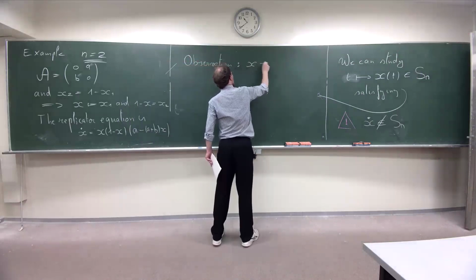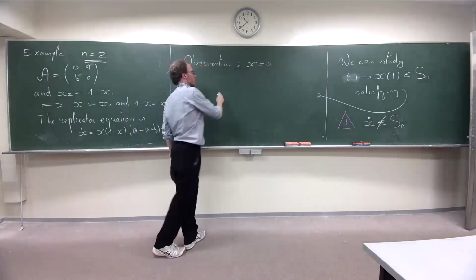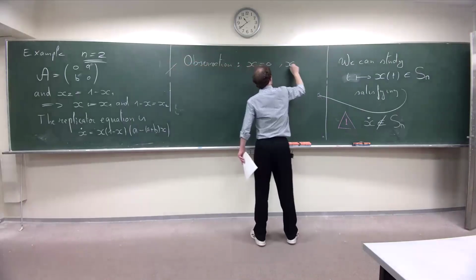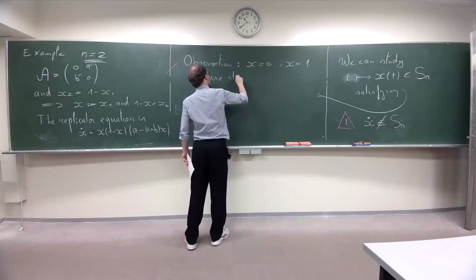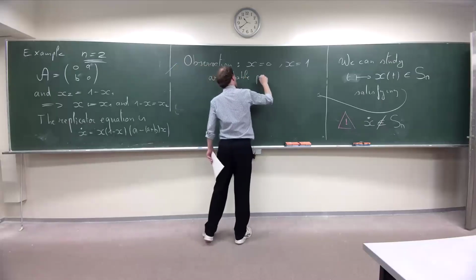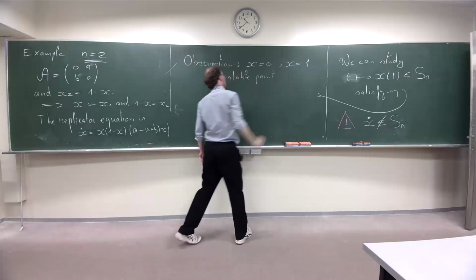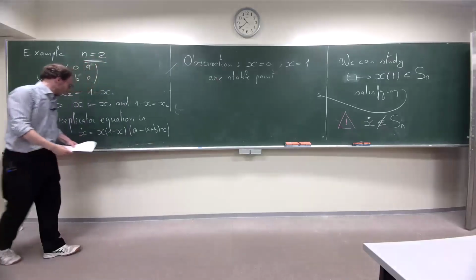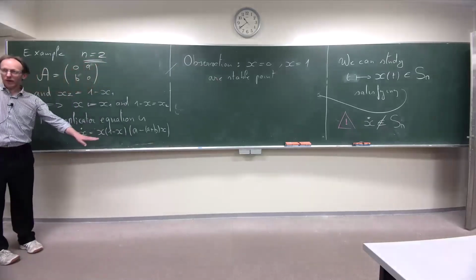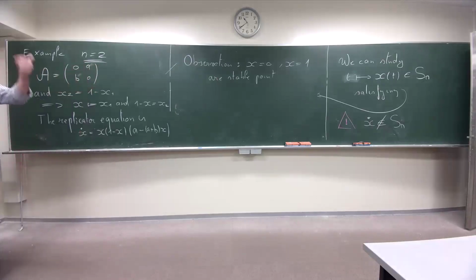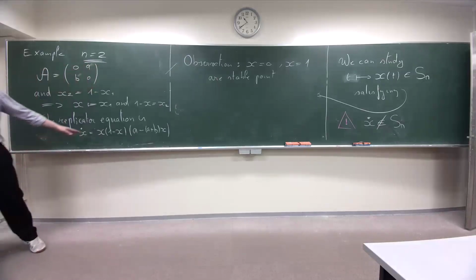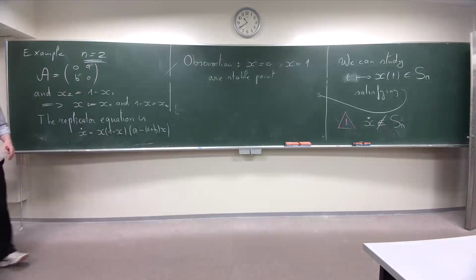X is equal to 0 is a stable point, or x is equal to 1 are stable points. Because if you choose x is equal to 0, it makes 0 on the right-hand side. The derivative is 0. Everything is stable. It means you have a population of only one type, and they have no chance to become something else. Or the same for the other one. But there is another one.